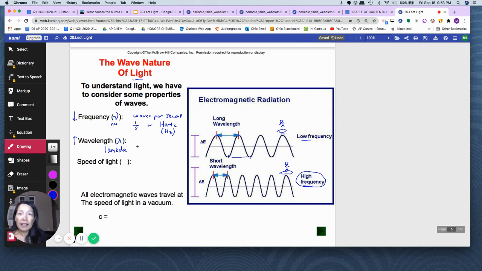The unit for wavelength is the unit for length, which is meters. Since it's really small, you see it a lot in nanometers. Okay?